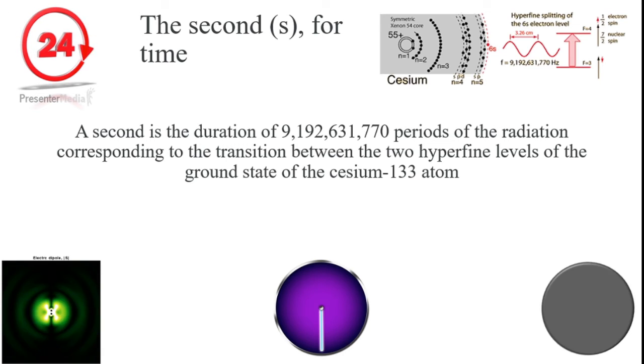So per day it is 24 hours, and every hour is divided into 60 minutes. Every minute is divided into 60 seconds. So 1 second is the duration of 9 192 631 770 periods of the radiation of the cesium 133 atom.